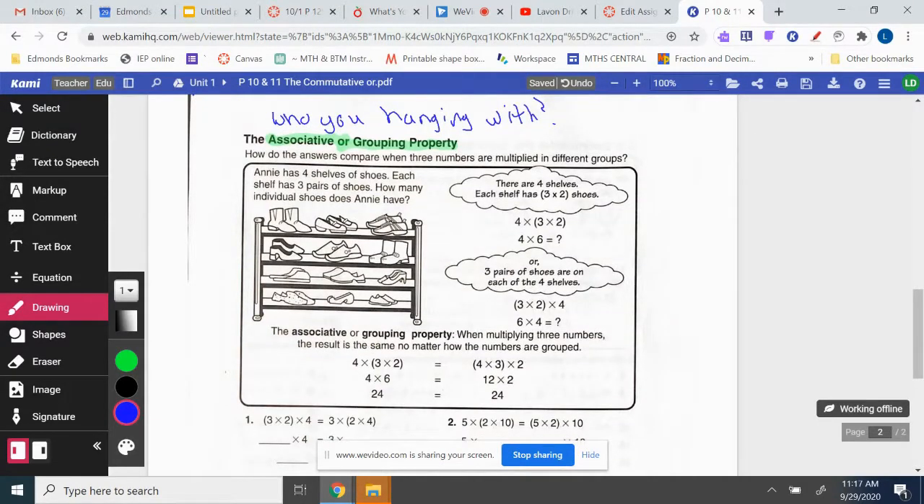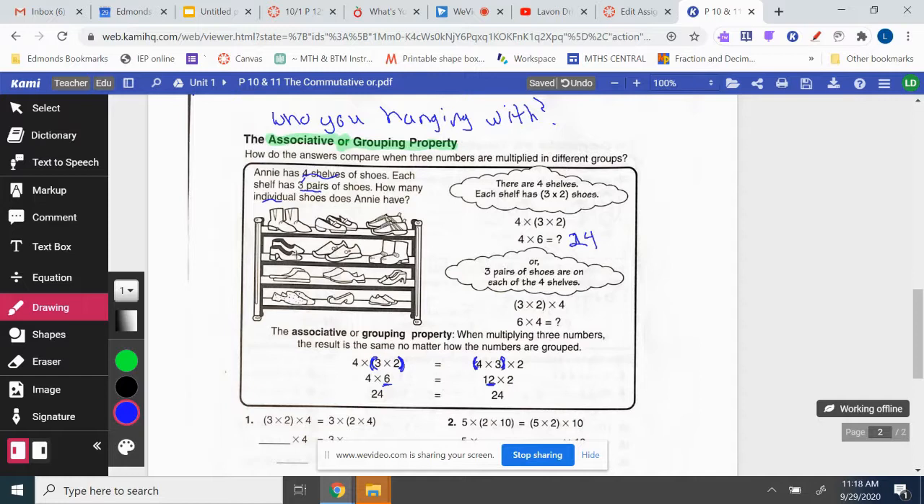So they give us this story problem. Annie has 4 shelves of shoes. Each shelf has 3 pairs of shoes. How many individual shoes are there? So they say how we group it, it doesn't matter. When I'm grouping 3 and 2 together, I'm going to get 6, and that will give me 24. But somebody said, well, I did it this way. I did 4 times 3 first, and that gave me 12. When I multiply that by 2, I get 24. So I get the same one.